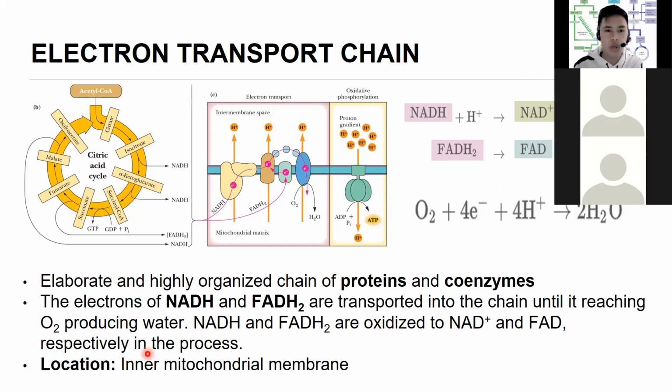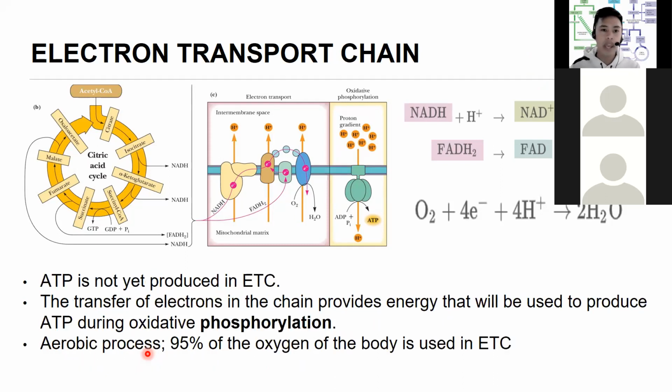So let's talk about this in detail one by one. By the way, class, the electron transport chain is actually composed of 4 complexes. As you can see there, it comprises 4 complexes. So it's called complex 1, complex 2, complex 3, and complex 4.